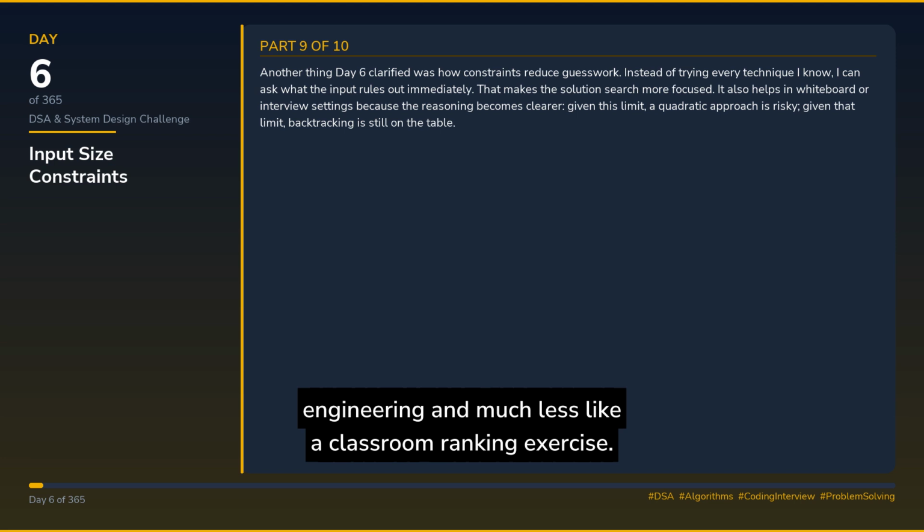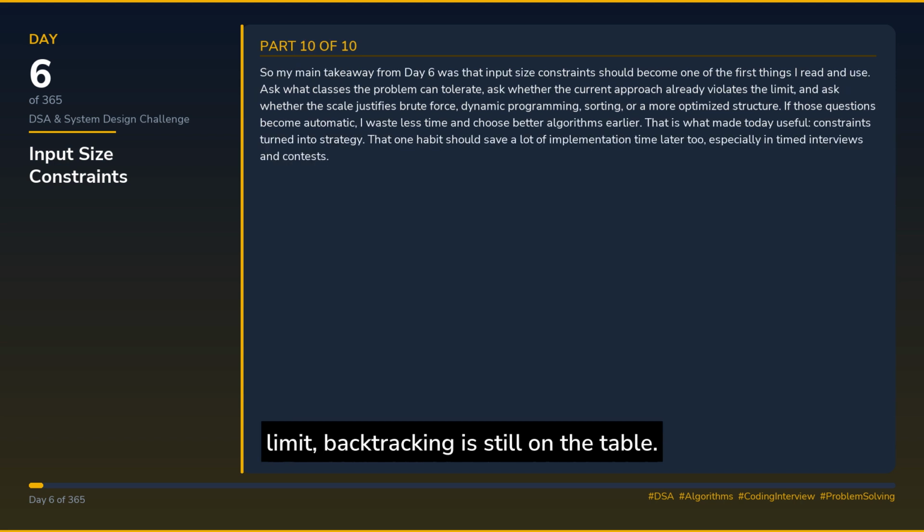Another thing Day 6 clarified was how constraints reduce guesswork. Instead of trying every technique I know, I can ask what the input rules out immediately. That makes the solution search more focused. It also helps in whiteboard or interview settings because the reasoning becomes clearer. Given this limit, a quadratic approach is risky. Given that limit, backtracking is still on the table.